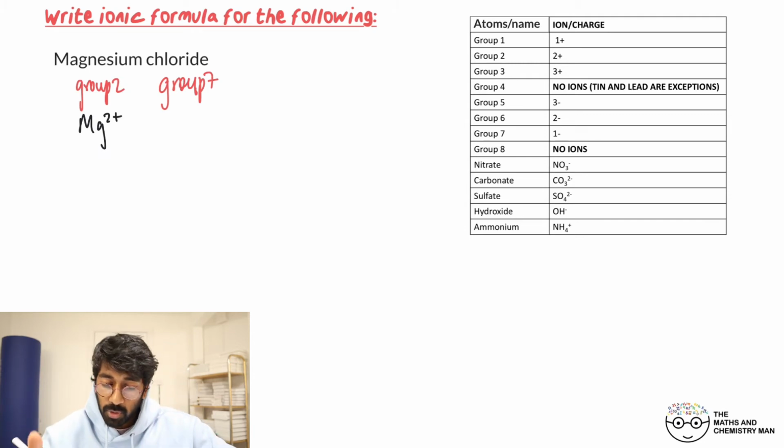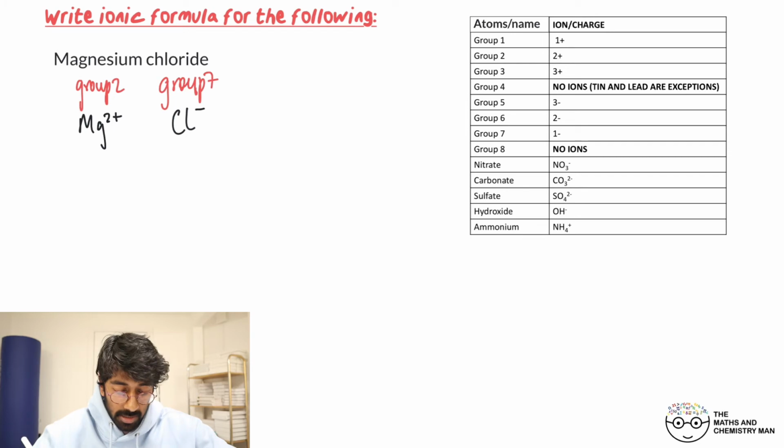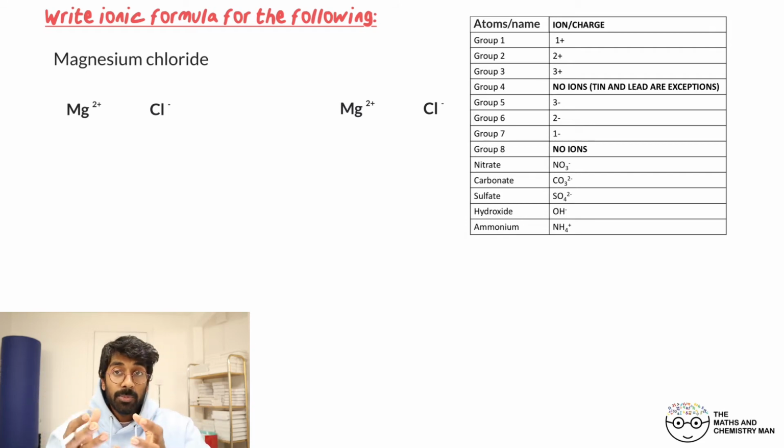And then let's look for the chloride. Well, chloride came from group number 7, obviously. And so that there is going to have a 1- charge on it, okay? As we saw from over here. There we go. Now then, here's what we've got. So you've got Mg with a 2+ charge, Cl with a 1- charge. How do we put these together?